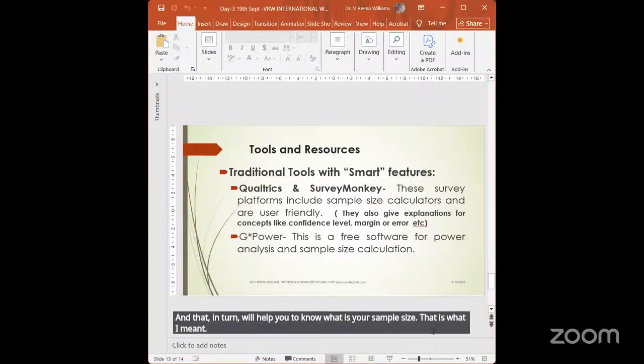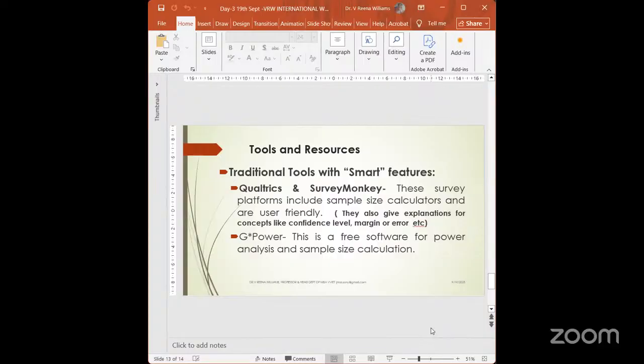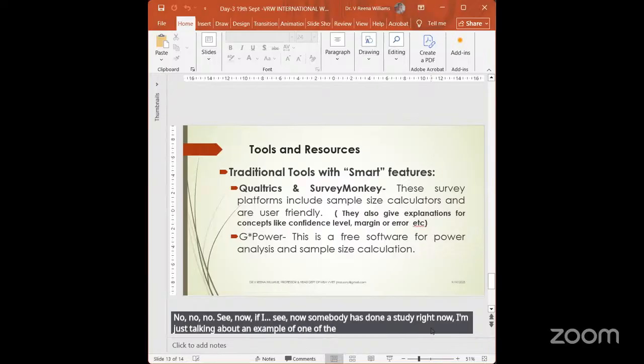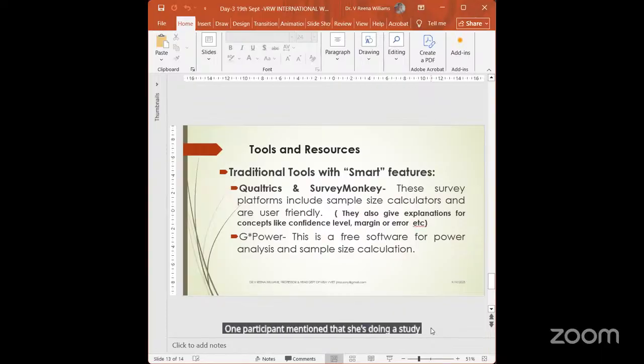Okay, ma'am. So it's not about the latest sample size they used in the same study, not like that, right? No. See, somebody has done a study. Right now, I'm just talking about an example of one of the participants. One participant mentioned that she's doing a study on mural artisans in Himachal Pradesh. Now, supposing you're doing a mural study on participants in Tamil Nadu, maybe the number there may be very few. In Himachal, there may be 1,000 people.